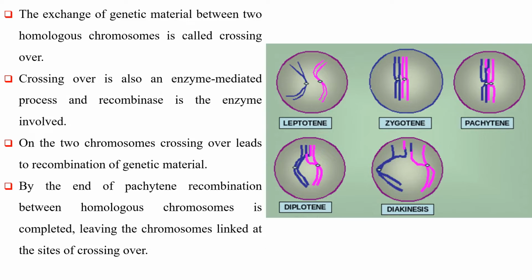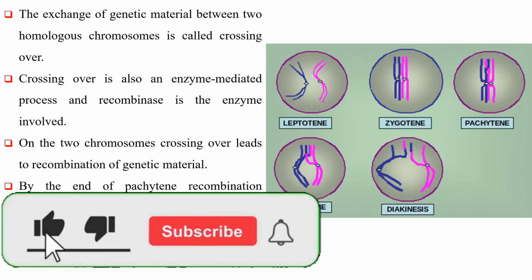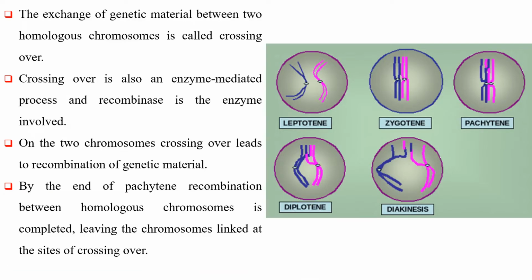The exchange of genetic material between two homologous chromosomes is called crossing over. Crossing over is also an enzyme-mediated process, and recombinase is the enzyme involved. On the two chromosomes, crossing over leads to recombination of genetic material. By the end of pachytene, recombination between homologous chromosomes is completed, leaving the chromosomes linked at the sites of crossing over.